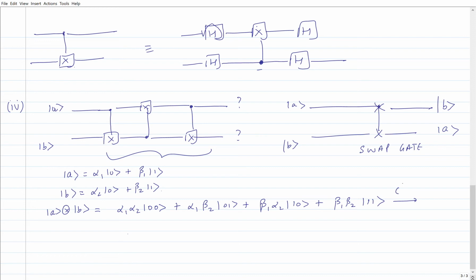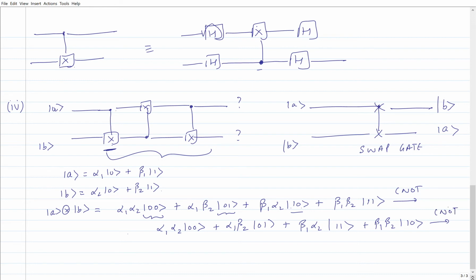And I apply a C naught, the first C naught gate. I get the state to be alpha 1 alpha 2 |00⟩, nothing happens to 00 and 01, but these guys are going to flip. So I'll have alpha 1 beta 2 |01⟩ plus beta 1 alpha 2 |11⟩. 10 becomes 11, plus beta 1 beta 2 is |10⟩.